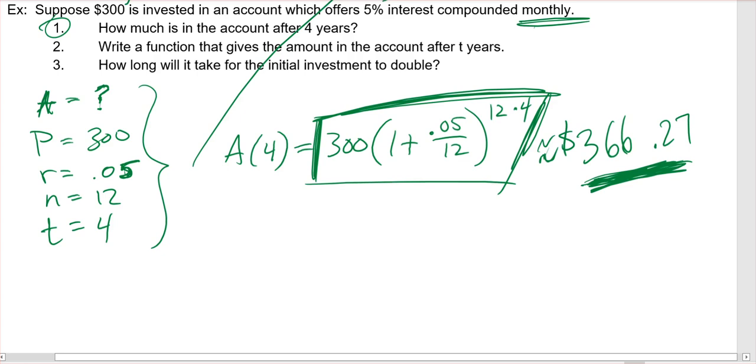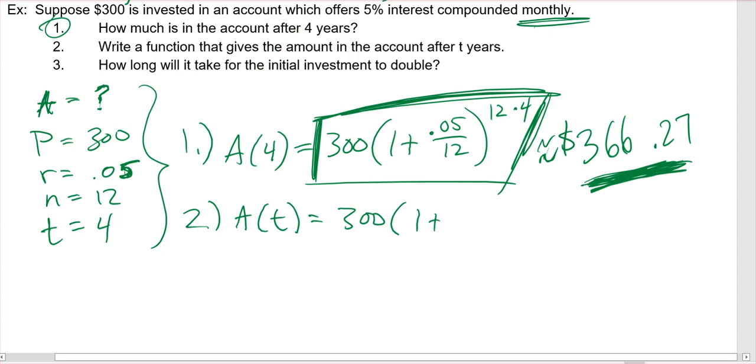So 2, write a function that gives the amount in the account after t years. Well, this is part 1, we have an expression after 4 years. Well, why don't we just put a t there, right? So put a t instead of your 4. We got 300 times 1 plus 0.05 over 12 to the 12 times t power. And there we go. That's it. Yeah, we just substituted a t instead of that 4 because we don't know what year it is.